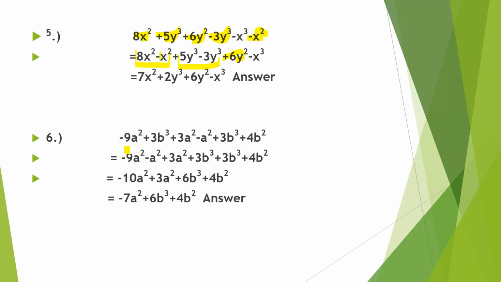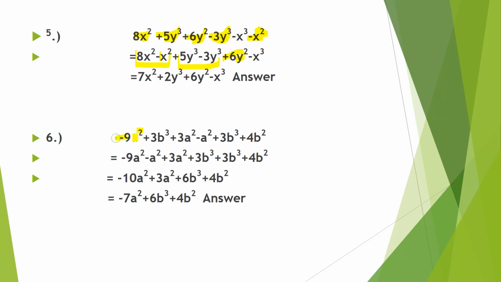This is the last example. Suppose we have minus 9a square plus 3b cube plus 3a square minus a square plus 3b cube plus 4b square. So the first thing is, again, you have to arrange in order according to the bases and the exponent. Same base and same exponent, you have to bring it together.